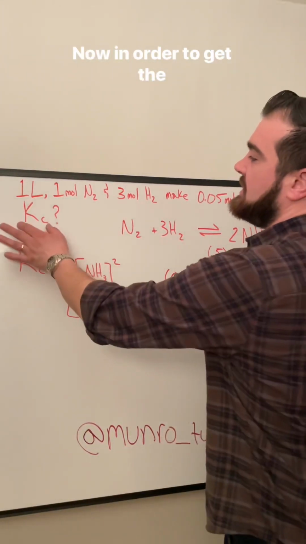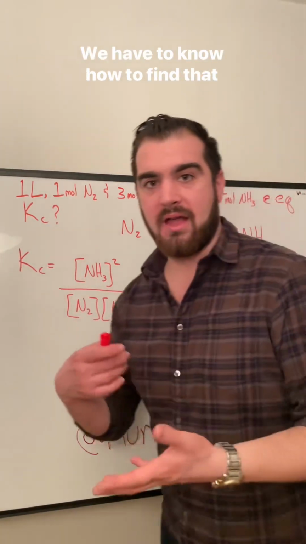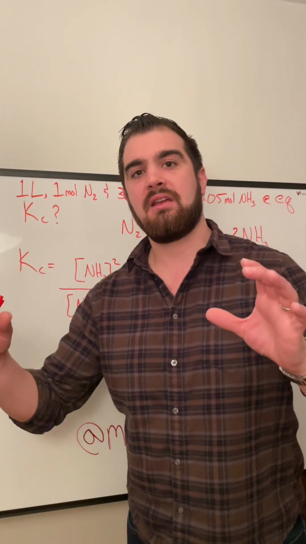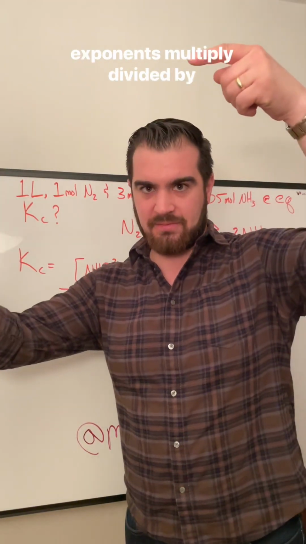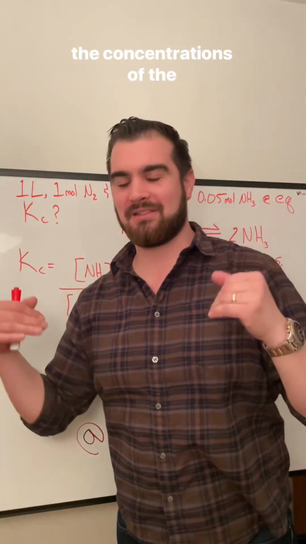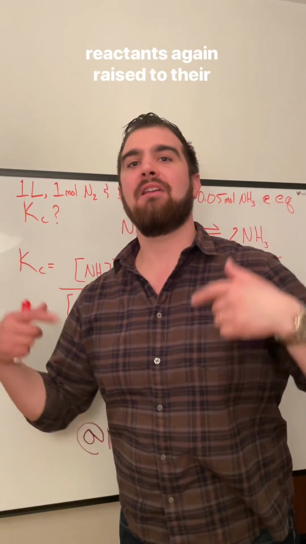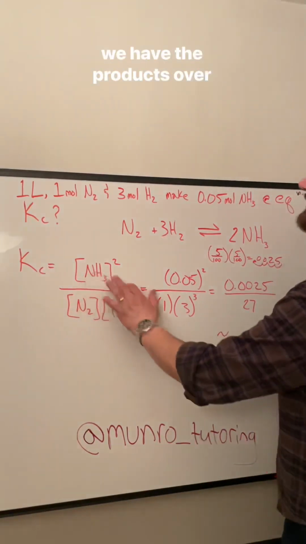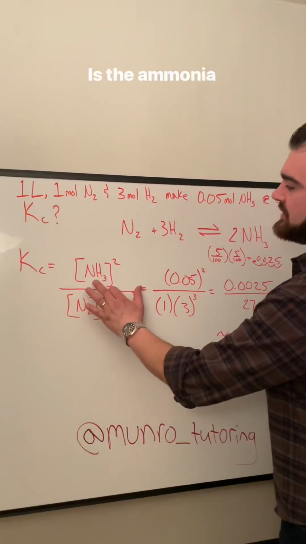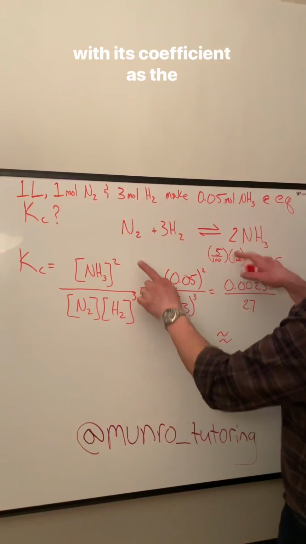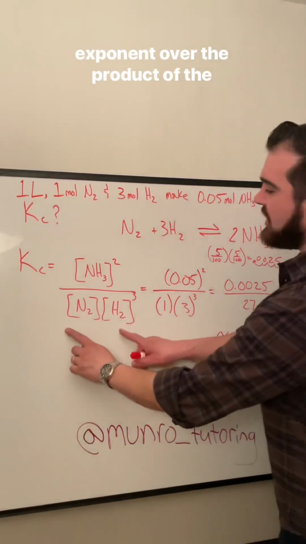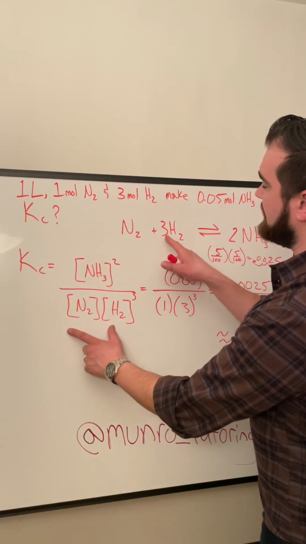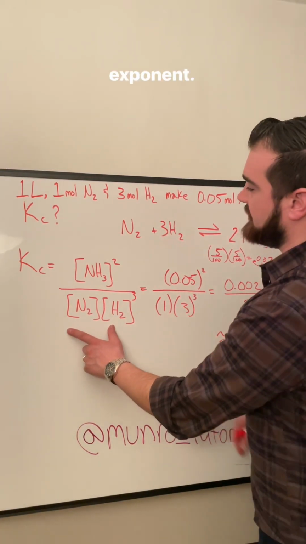Now, in order to get the equilibrium constant, we have to know how to find that equation. It's the concentration of the products raised to their coefficients as exponents, multiplied, divided by the concentrations of the reactants, again raised to their coefficients as exponents. So in other words, we have the product of the products, the ammonia with its coefficient as the exponent, over the product of the reactants, each with its coefficient as its exponent.